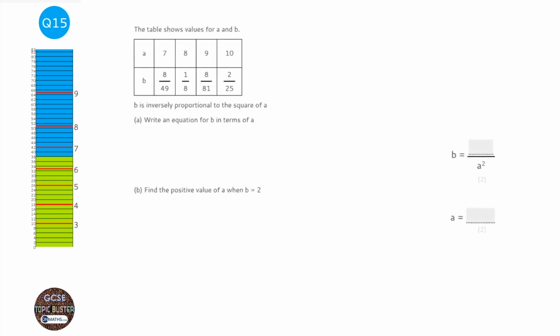Okay, so this is an inverse proportion question. So the first bit I start with for this question is this line here. As soon as I see that, I just write down B, and this fish symbol, which means is proportional to. The inverse is 1 over, so whenever it says inversely proportional or varies inversely, it's 1 over, and it says the square of A, so I'm just going to write A squared. Now I'm going to get my lines in.